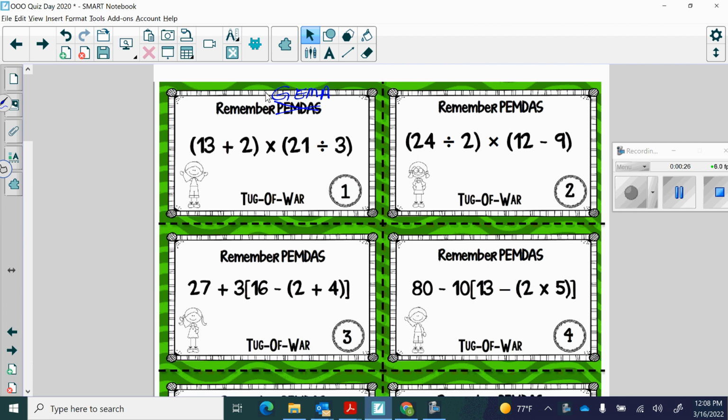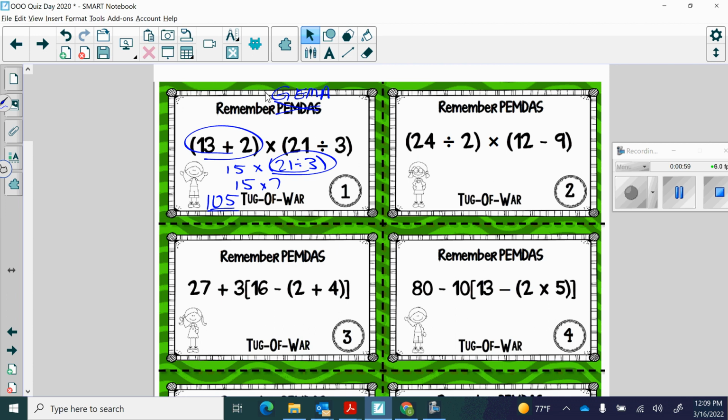On our first one, grouping symbols, we actually have two sets. So I'm going to do the Miss McShan way since she did most of these today. We're going to start on the left. 13 plus 2 gives us 15 times 21 divided by 3. I then do the second grouping symbol, 15 times 7. Multiply that out, and I get 105. We don't need the celebrations. Just mark whether you got it right or wrong. We can go through it at the end again if we need to for any reason.